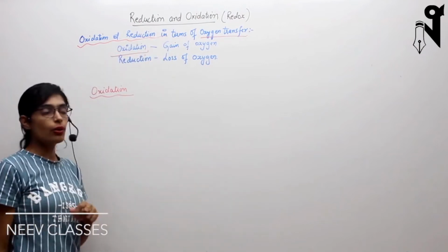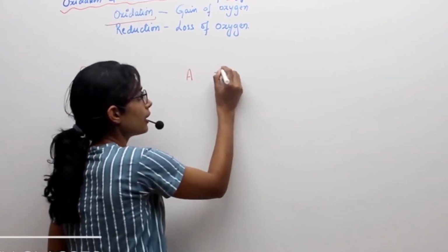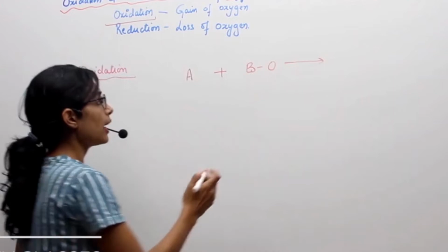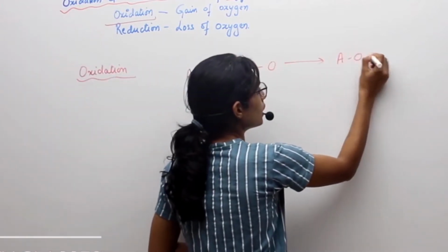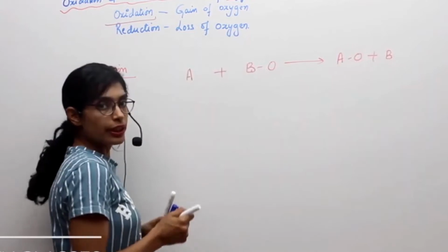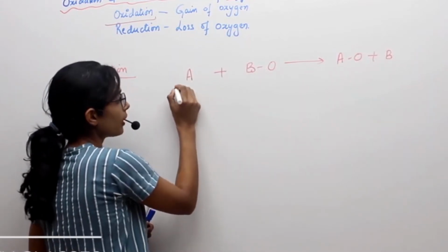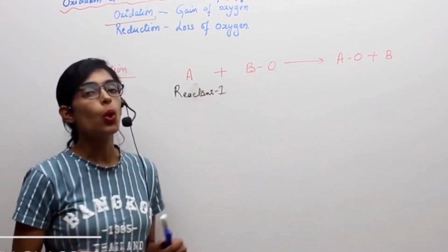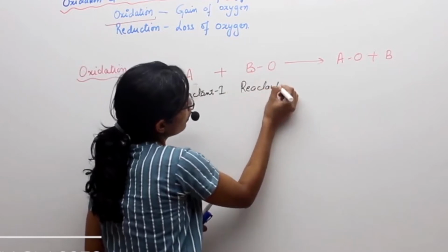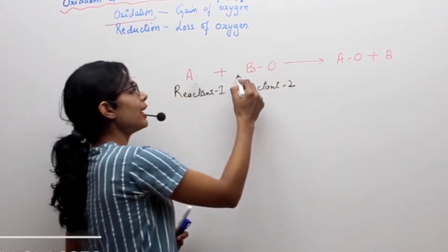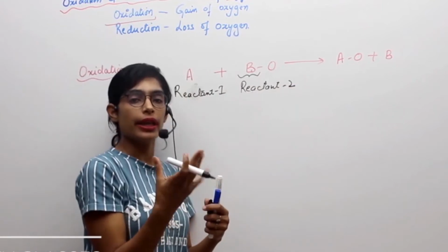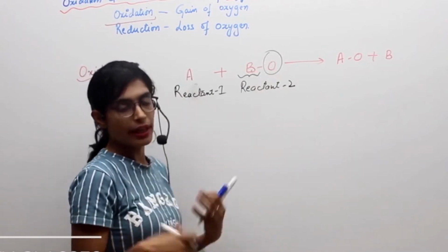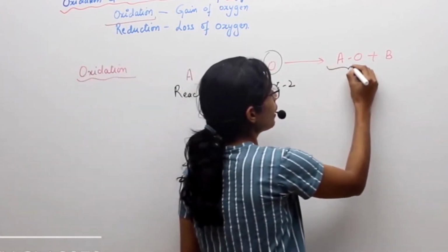Assume I have two substances, A and BO, and the reaction is taking place and the product formed is AO plus B. Look at this reaction very carefully. A is species 1 or reactant 1, and BO is reactant 2. B means any element or species or ion, anything, and oxygen is the other thing which is attached with B. When the reaction took place, the products formed were AO and B.